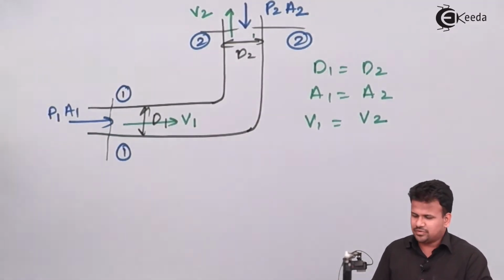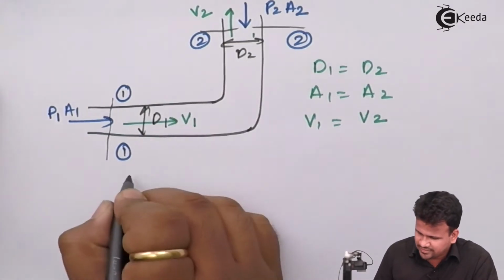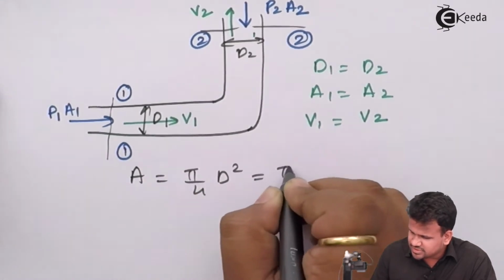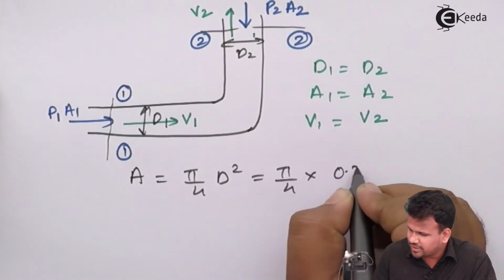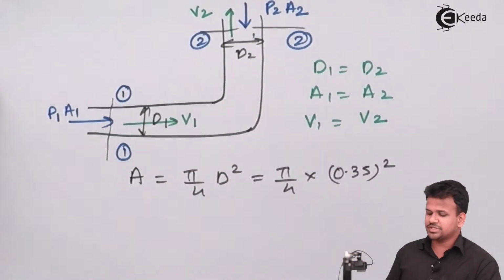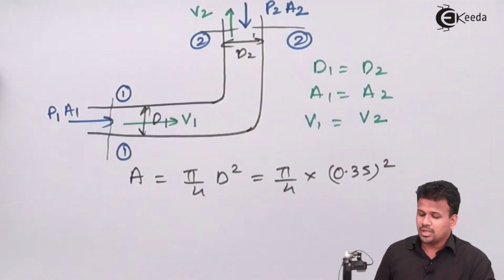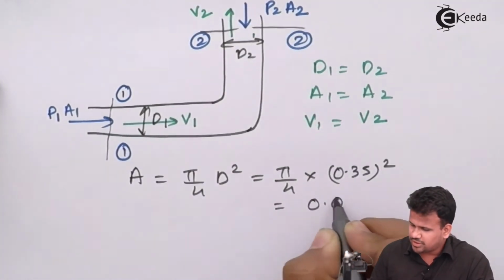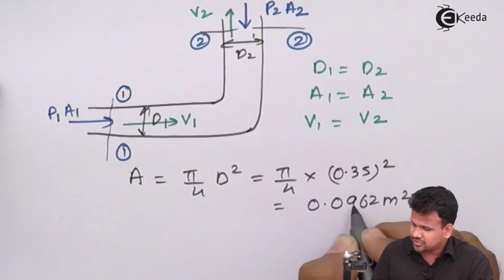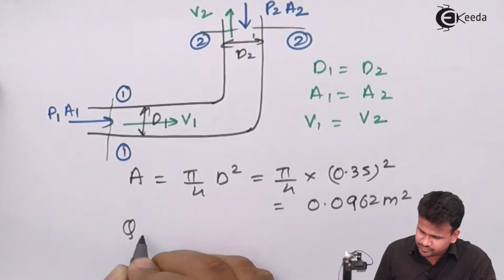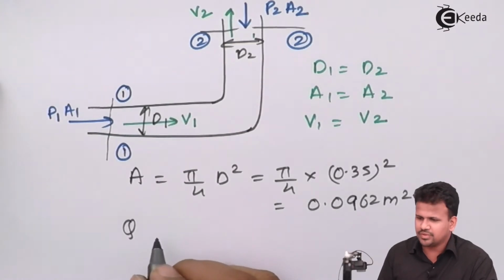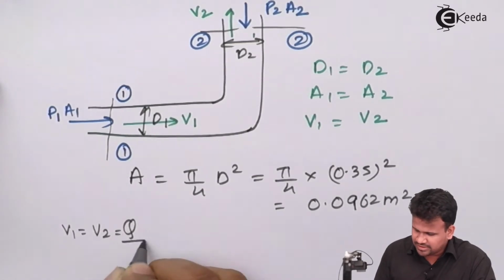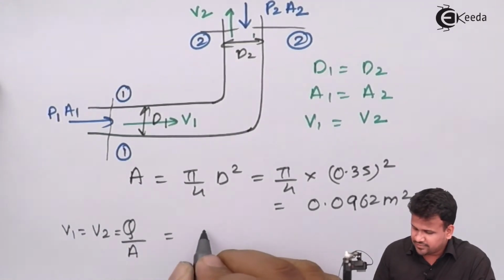So now let us calculate the value of V1 and V2. For that we will calculate the value of A, that is pi by 4 into D square. So this is pi by 4 into 0.35 square, that is the diameter, which is uniform and the same throughout the pipe. So this is equal to 0.0962 meter square, and Q is given to us as 0.3, and velocity V1 equals V2 will be Q upon area.